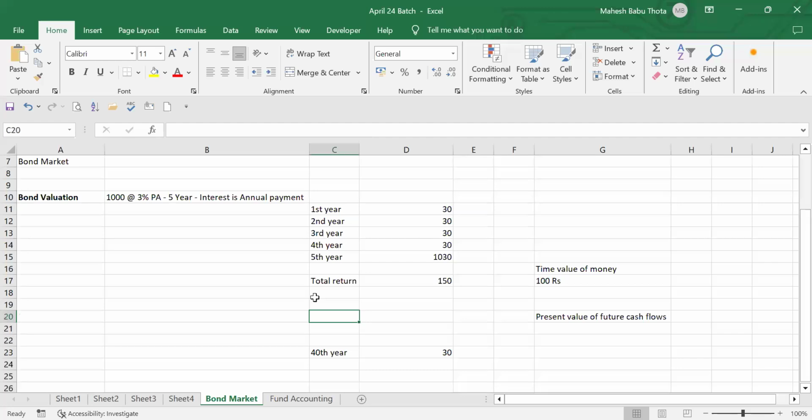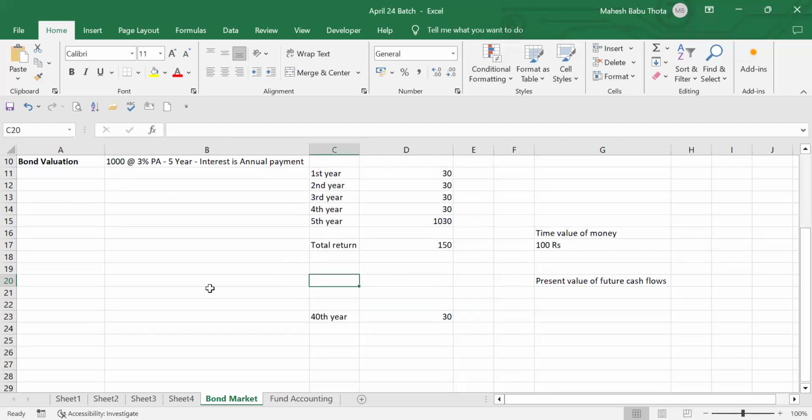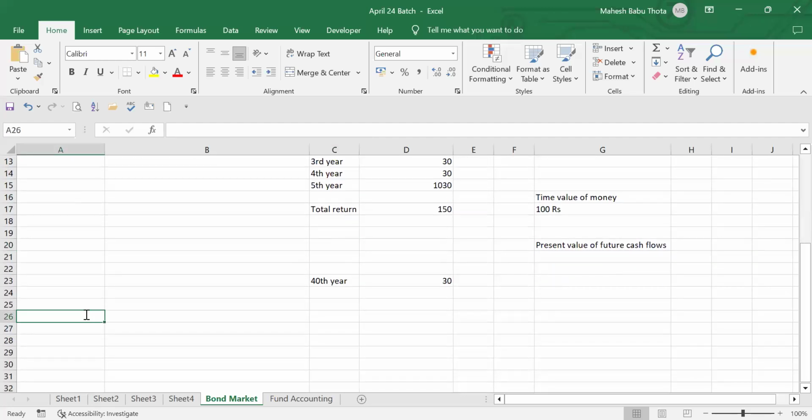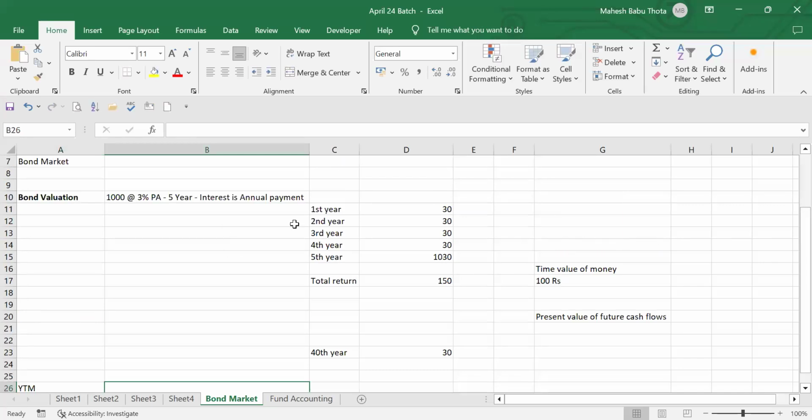Sure. The main purpose of calculating this bond valuation is to know the yield to maturity. We call it YTM, yield to maturity. Yield to maturity is nothing but, suppose I'm investing in a bond, let's take the same example. Every year we will be receiving 30 rupees interest, and in the fifth year we will receive the interest as well as the principal amount, right? And at the time of the fifth year, if you want to sell the bond, maybe the bond value will be a bit higher also.